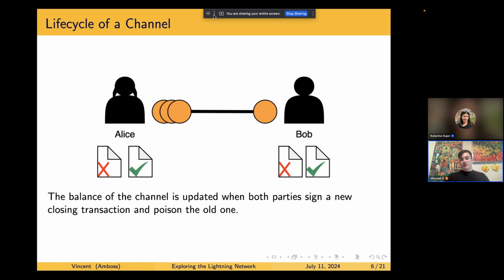So this is one reason why the Lightning Network is a scalability solution to Bitcoin. It's no longer limited by this 10-minute block time or these mining fees per transaction.